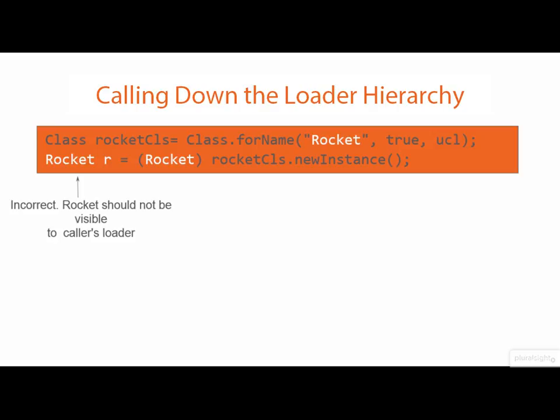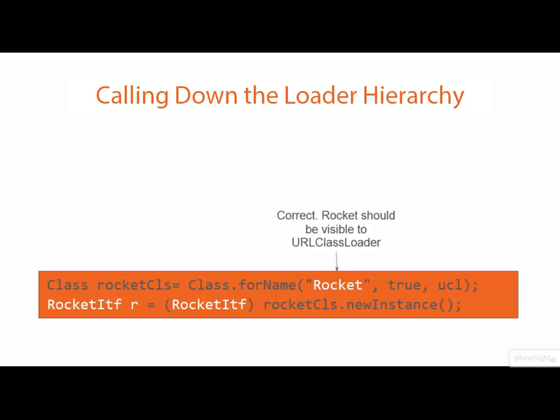Instead, we do what we've already done in our demos. We still use the URLClassLoader to load the class Rocket, but now when we call newInstance, we cast this to be of type RocketInterface. So RocketInterface is visible to the application's class loader delegation, but Rocket is only visible to the URLClassLoader's delegation. So we could load Rocket using one URLClassLoader and cast it to be of type RocketInterface. We could then load another copy of Rocket, a different version, using a different URLClassLoader, but cast it to the same RocketInterface.